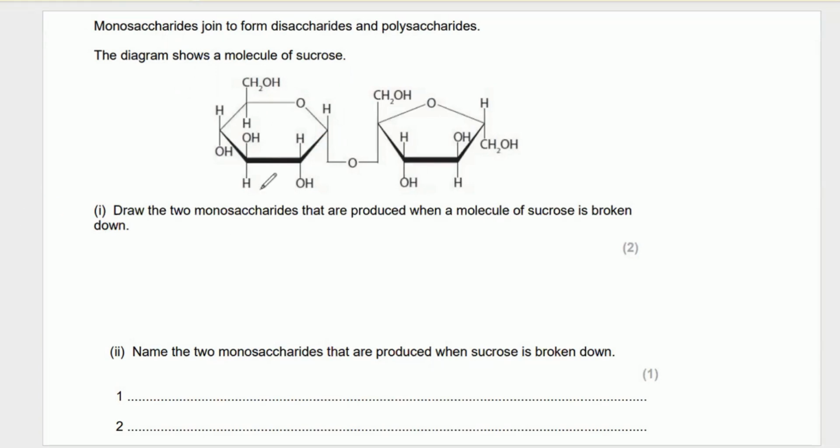Now, this is a bit long, but you basically just want to copy the 2 molecules out that are drawn above and split them in half where the glycosidic bond is, and you need to add in a water molecule. So we want to just add on 1 O and 2 H's.